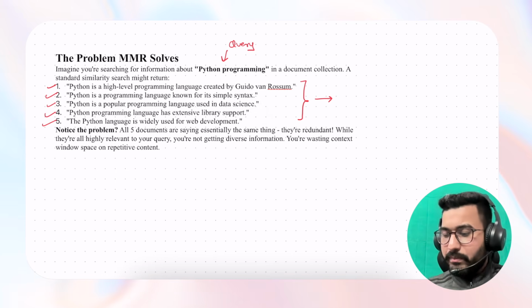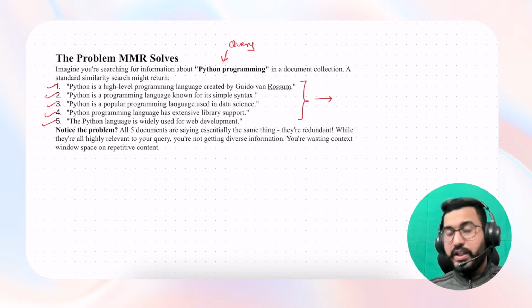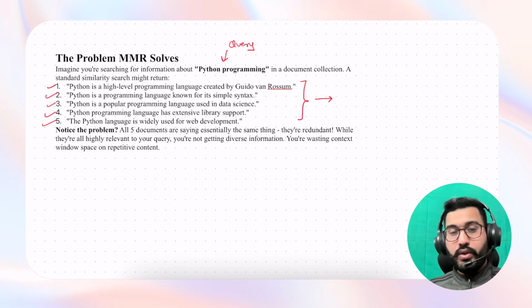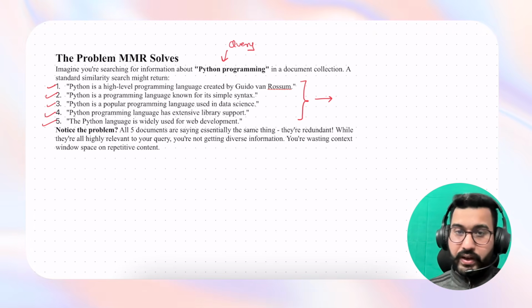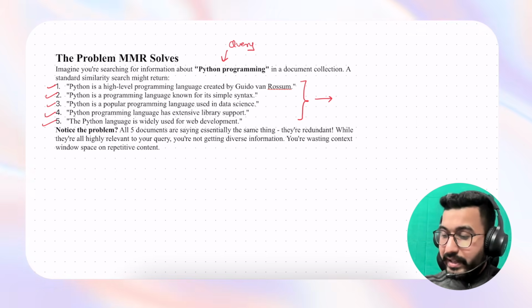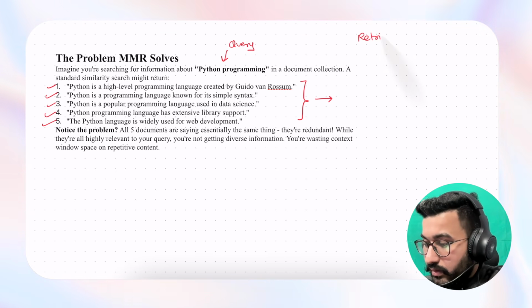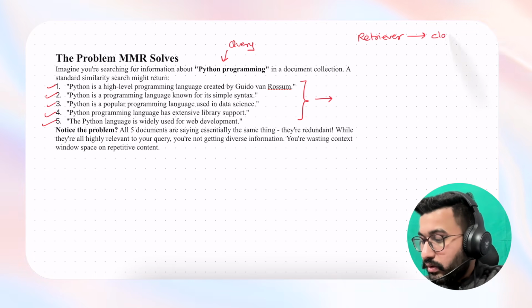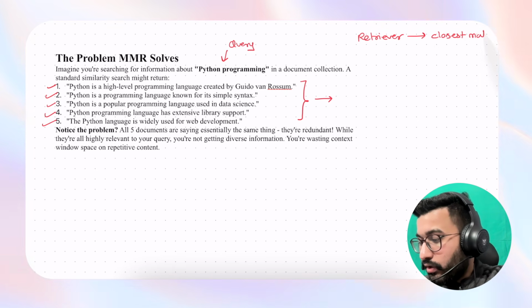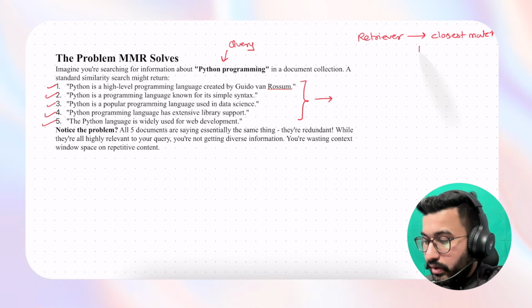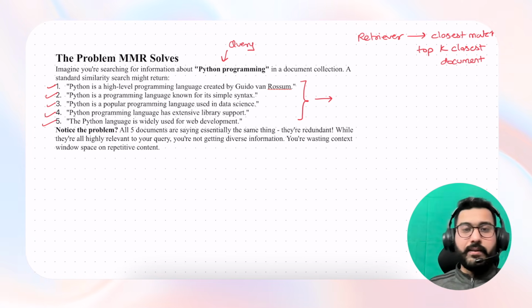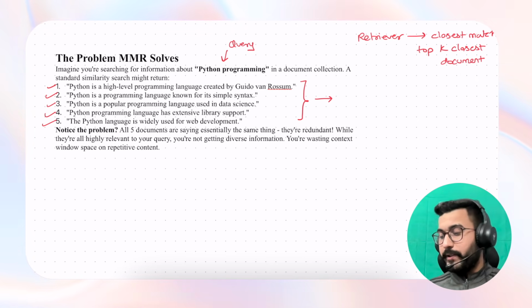When your query is Python programming, your retrieval has returned you 5 documents which are very close to your query. And that is the objective of a retrieval. That retriever will try to find out the closest match. So it will return you the top k closest documents, right?